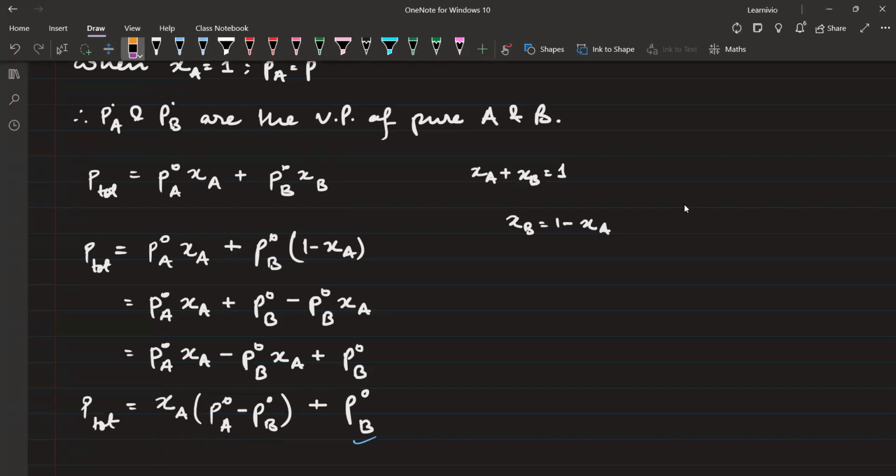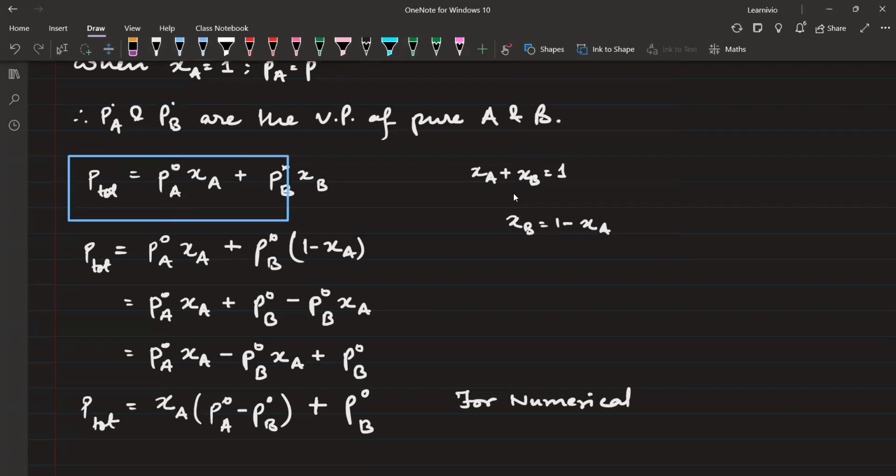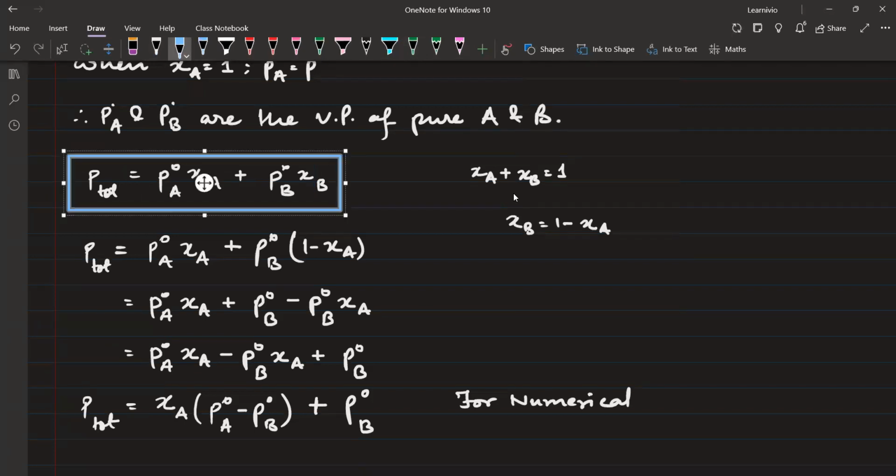So this is only for numericals. This is the Raoult's law that we are going to use for numericals. This particular form of Raoult's law is used in numericals, but when they ask you to write the mathematical expression for Raoult's law, then you are going to use the earlier equation. Okay. So please write this down, and raise your hand once you're done.